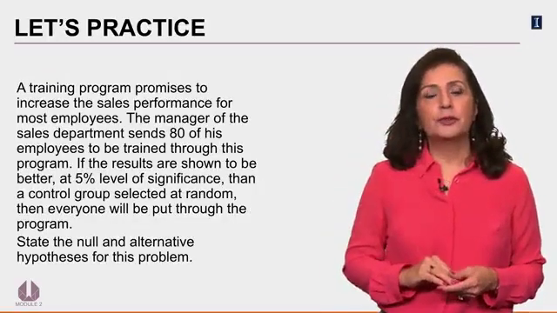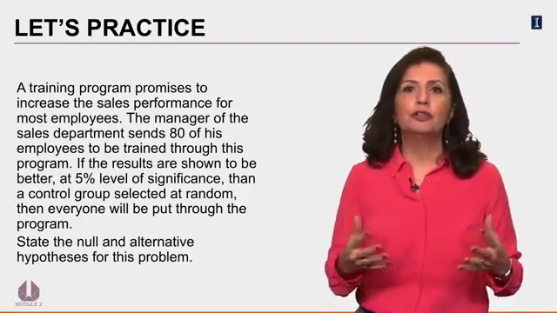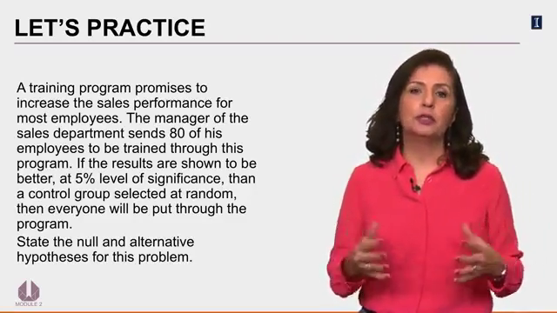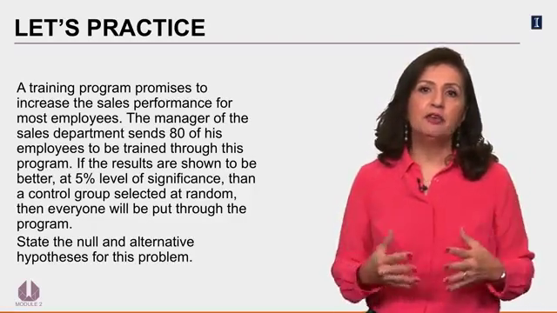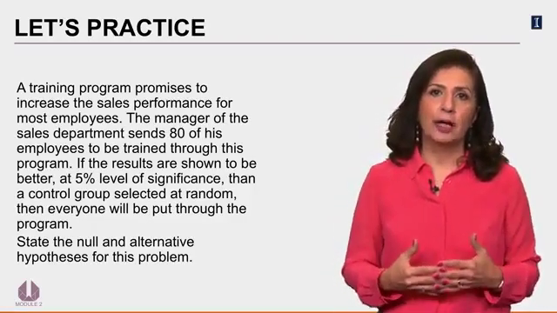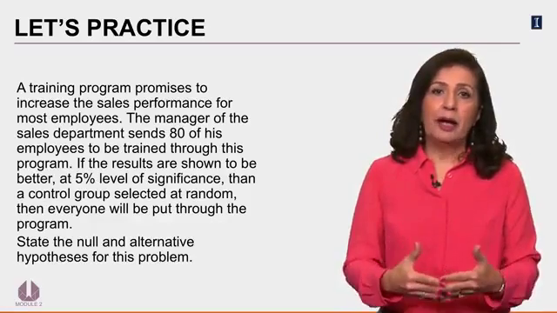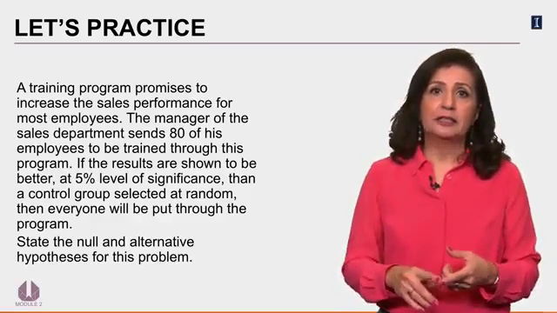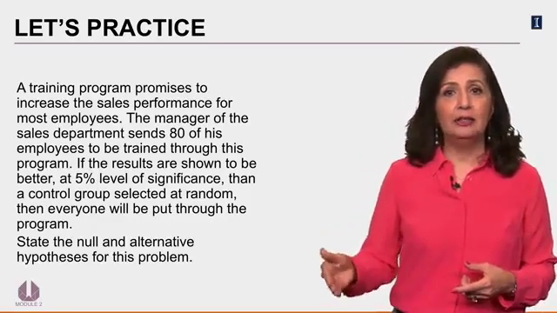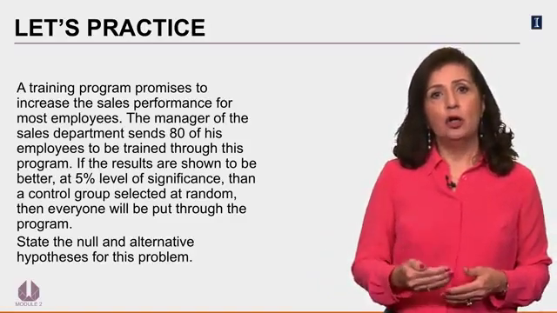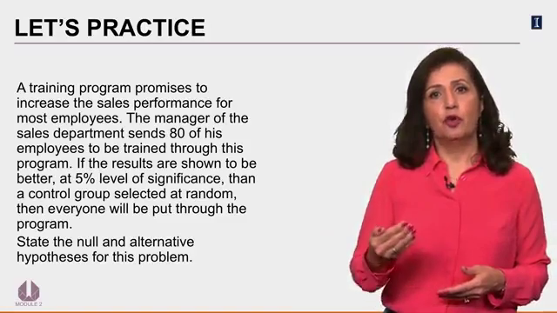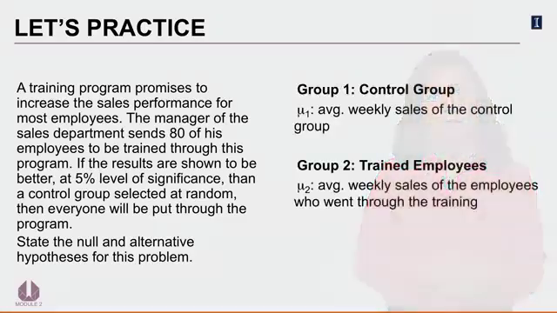So now let's practice. A training program promises to increase the sales performance for most employees. The manager of sales department sends 80 of his employees to be trained through this program. If the results are shown to be better at 5% level of significance than a control group selected at random, then everyone will be put through the program. State the null and alternate hypothesis for this problem.